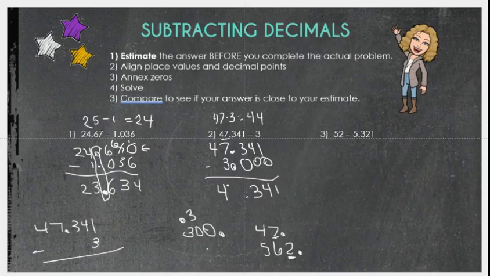And our answer is 44.341. And that jives with our 44 estimate. And then one more, we've again got 52 with no decimal point. If we estimate, 52 minus 5 is 47. So our answer should be around 47.